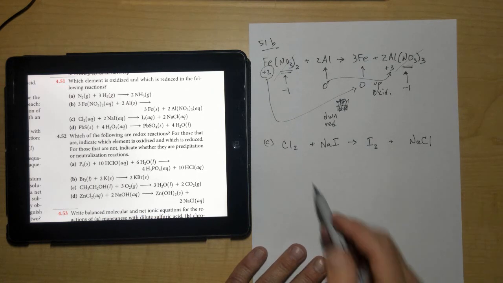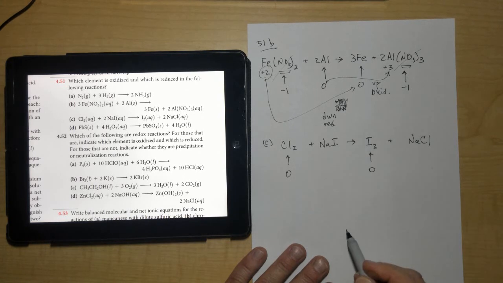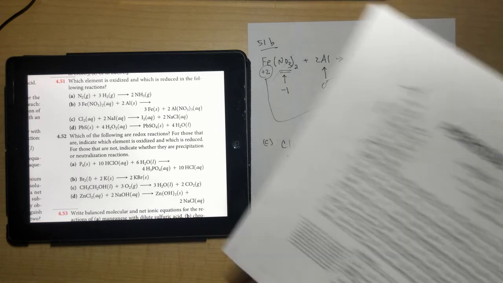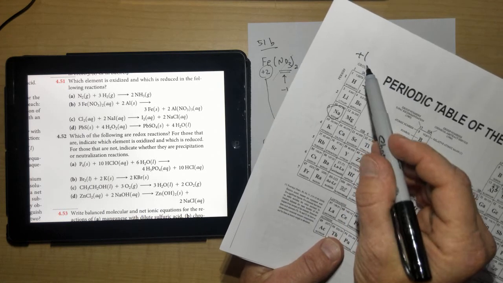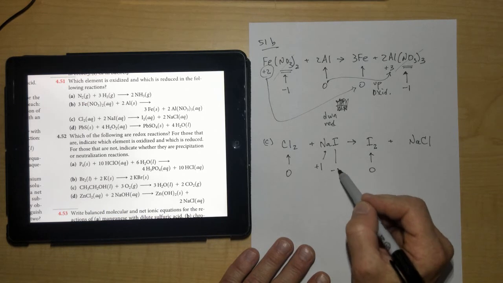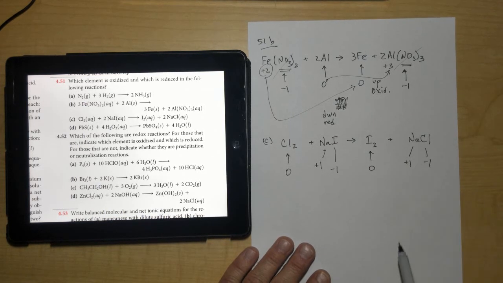So pick the easy ones first. Chlorine's alone by itself, 0. Iodine's alone by itself, so 0. Sodium, that's a group 1 element, right? And group 1 elements are always +1, 99.9% of the time. Okay, so +1, that means iodine must be -1. Over here, sodium's +1, that means chlorine must be -1.